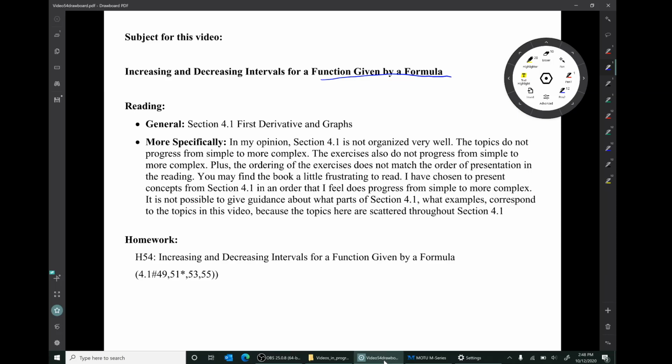Now, this is material from section 4.1 of the book, and as I mentioned in the previous video, I don't think that section 4.1 of the book is organized very well. So it's hard to be more specific about which reading corresponds to this video because it's actually scattered throughout section 4.1. The homework for this video is this collection of 4 exercises from section 4.1.